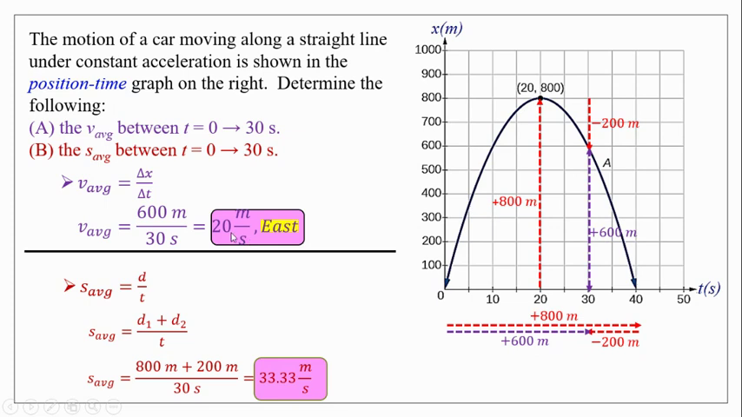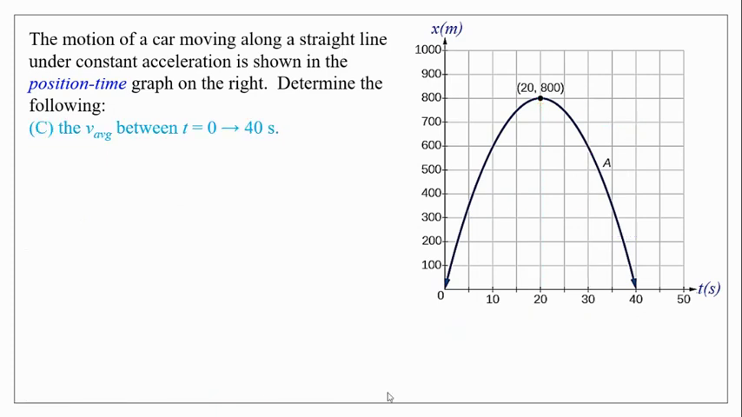So you notice here these two values are not the same. Average velocity and average speed are only the same magnitude if and only if the object moves in one direction and never turns at all. But in this case, it does turn. Therefore, these values, as you can see, turn out to be different. So keep these concepts in mind as you practice. All right, let's do part C.